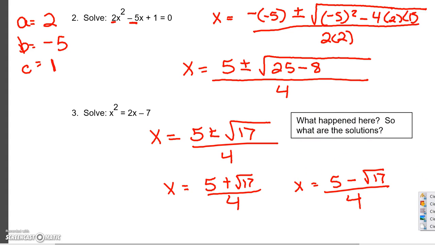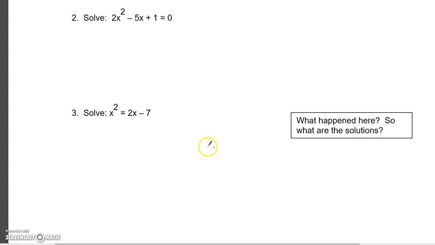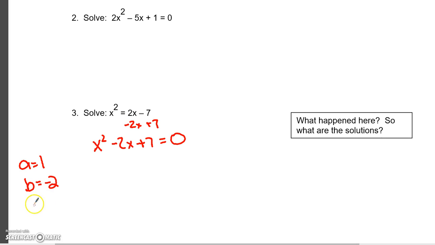Alright, the next one, x squared equals 2x minus 7. So first we've got to get everything on one side. So x squared minus 2x plus 7 equals 0. And A would be 1, B would be negative 2, C would be 7.